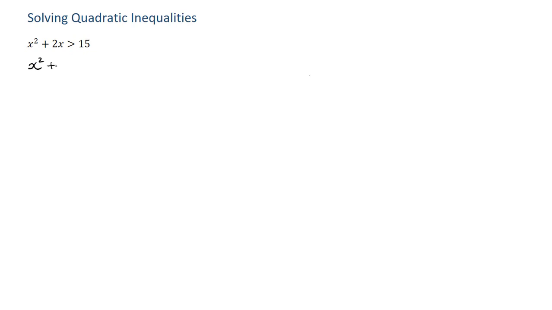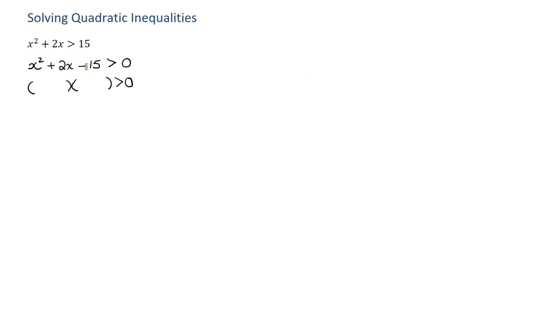So in this case, in order to get 0 on, let's say, the right-hand side, we need to subtract 15 from both sides. If we do it to both sides, we're not changing the inequality. If it's possible, factor the quadratic. If not, we would use the quadratic formula. Here, let's see if we can factor it.